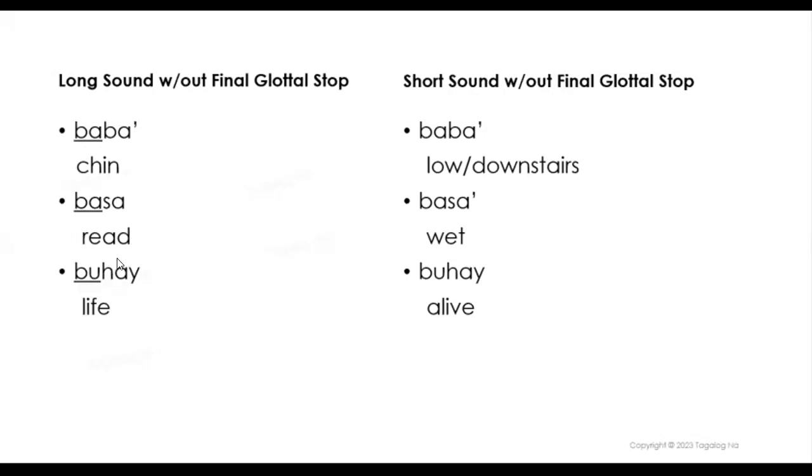On the right are words with short vowel sounds, either with or without glottal stop. The words on both sides are pairs of homographs. Now, I am about to read each pair of homographs twice.